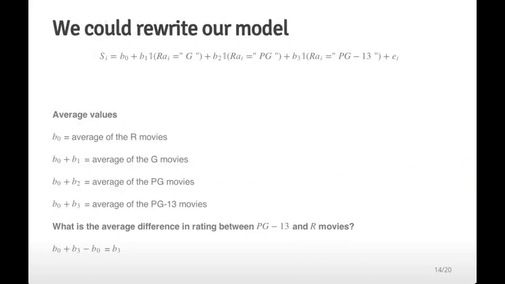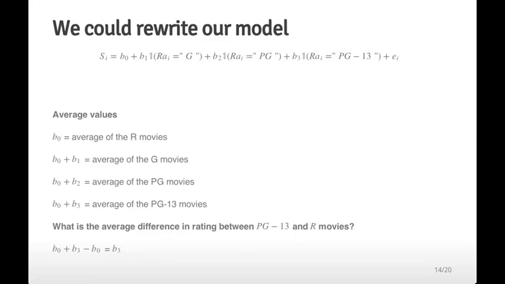But what we can do is reorder our model, or rewrite our model a little bit. Before, we were letting B0, the intercept term, be the average rating for G movies. Now we've just recreated a different set of indicator variables: an indicator for G, an indicator for PG, and an indicator for PG-13. So B0 is now the average for the R movies. If we want the average difference in score between PG-13 and R movies, we calculate B0 plus B3 and subtract off B0, and we get just that B3 term, which again we can calculate directly from our linear model.